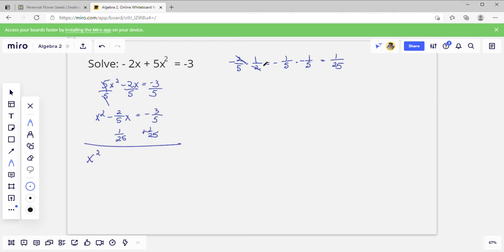X squared minus 2 over 5 x plus 1 over 25 equals, okay, so I have to change this into 25ths. 3 times 5 is 15, and that's negative 15 and positive 1, so that'd be negative 14 over 25. Now I can factor that, so I've got x minus, and it's going to be this term right here, 1/5. So 1/5 plus 1/5 makes 2/5, 1/5 times 1/5 makes 1/25, and that's squared.